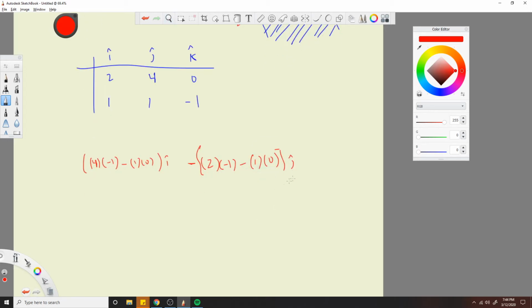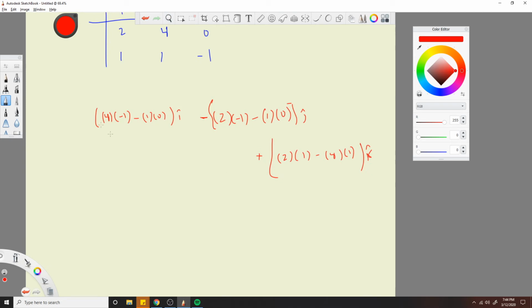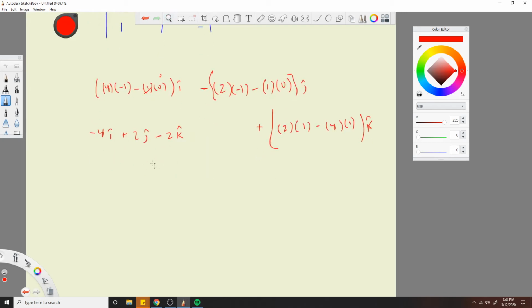And then k hat, you do addition again. And you eliminate this column. Determinant here. So 2 times 1 minus 4 times 1, k hat. So solving, you get negative 4, and that's just a 0. So negative 4 i hat. And then you have minus negative 2, so you have positive 2 because of the two negatives. And then you have 2 minus 4. That'll give you negative 2k hat.